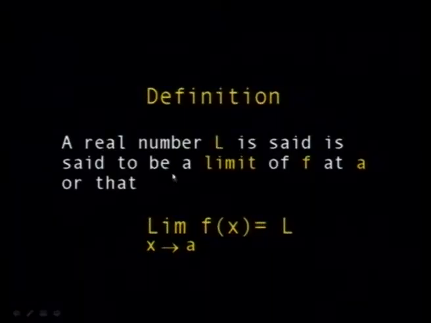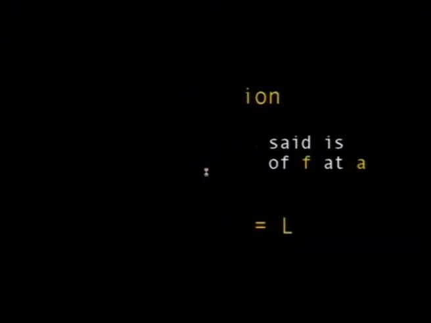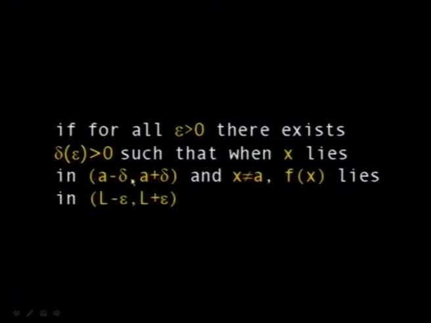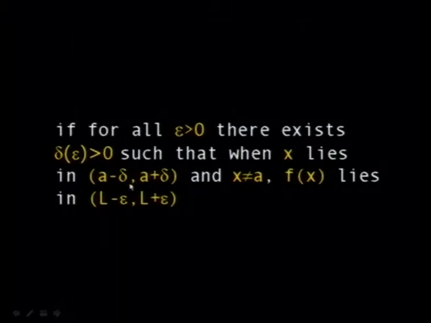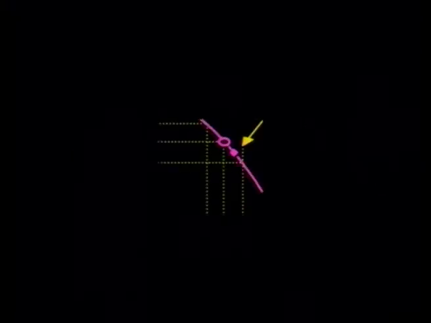So a real number L is said to be a limit of f, or that the limit of f of x when x tends to A is equal to L, if for all epsilon greater than 0, there exists a delta of epsilon, such that when x lies in the open interval from A minus delta to A plus delta, and x not equal to A, in other words, the deleted neighborhood, because you're not interested whether f is defined at A or not, you want to approach A from the right and from the left, and you see whether f of x approaches a value L, or it lies always in the neighborhood L minus epsilon, L plus epsilon. If this is so, then the function has a limit.